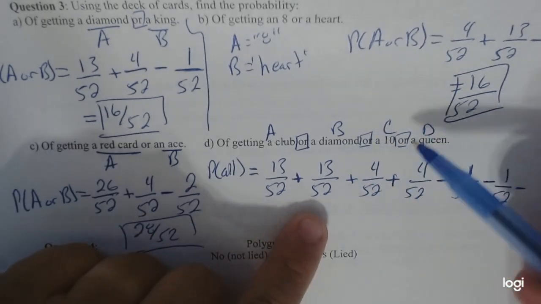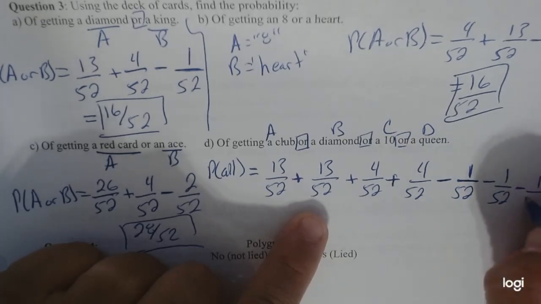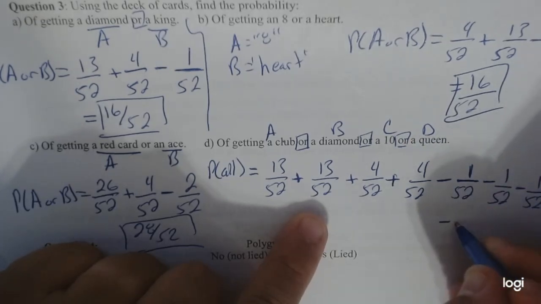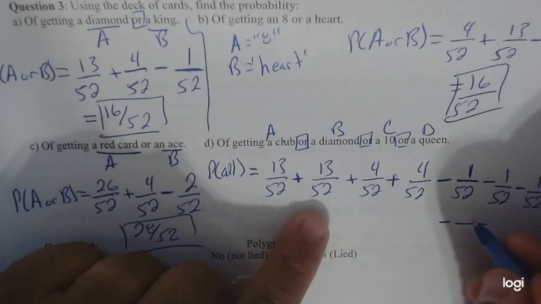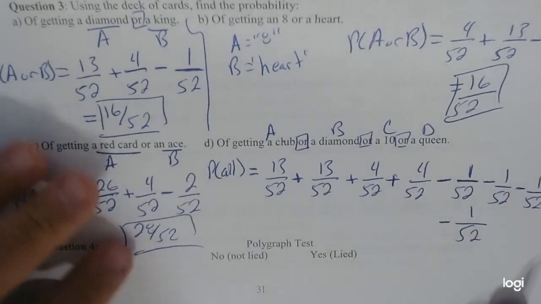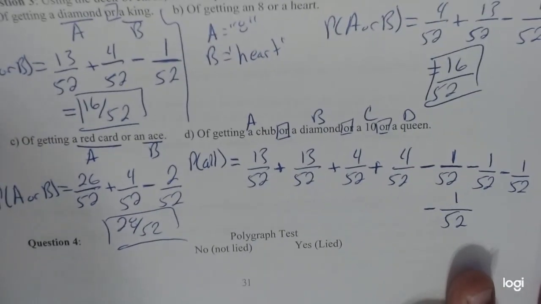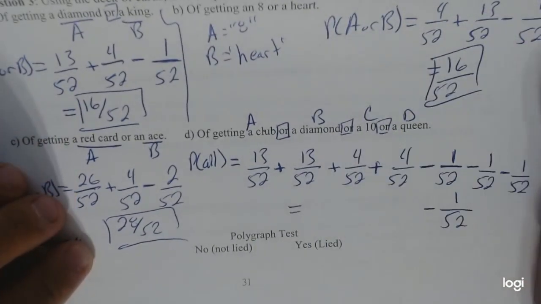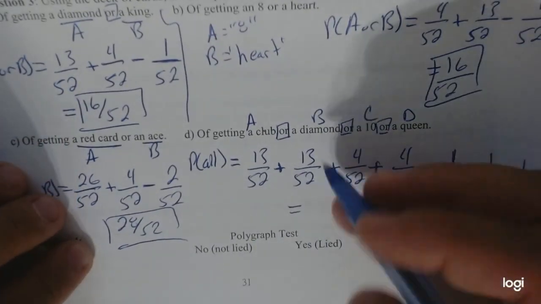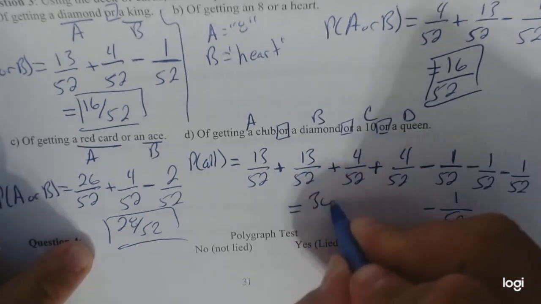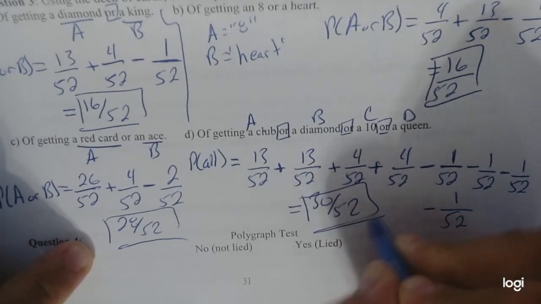How many diamonds are also tens? There's 1. And then finally, how many diamonds are also queens? 1. So we're subtracting each one individually, right? So again, after we add and subtract all of these together, we should get, what, 26, 30? 30 out of 52 is your answer.